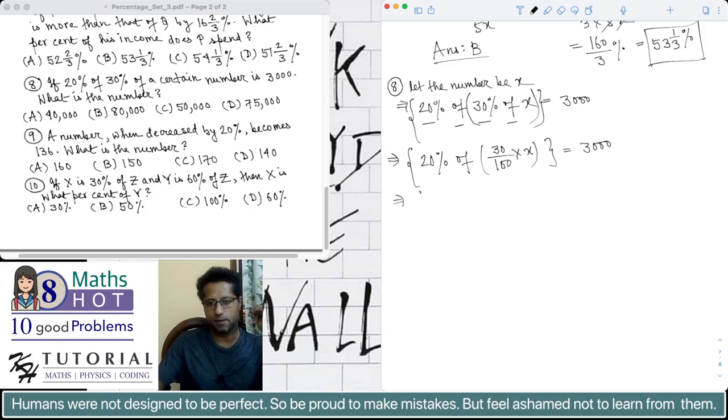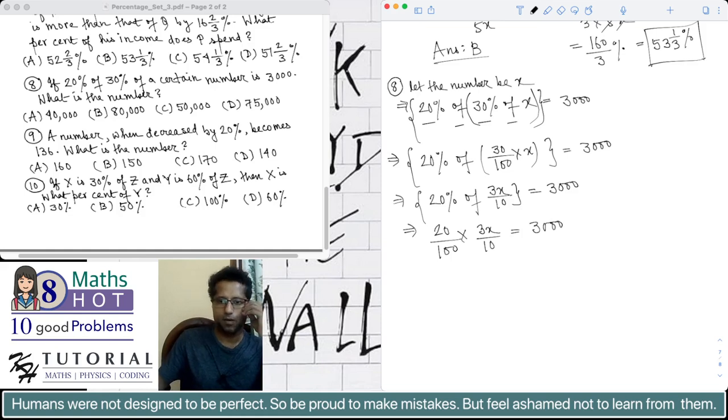Now before that, let's simplify 30 by 100 into x. It will be 3x by 10. So we have this. Now this becomes 20% of 3x by 10, means 20 by 100 multiplied by 3x by 10. This is equal to 3000.